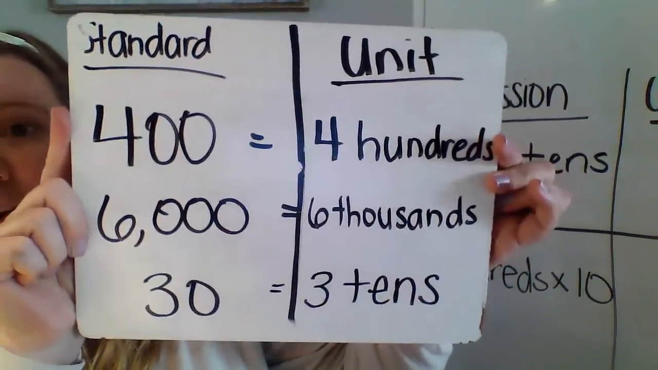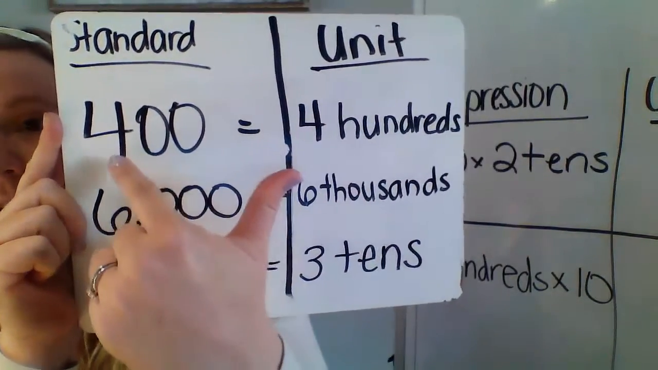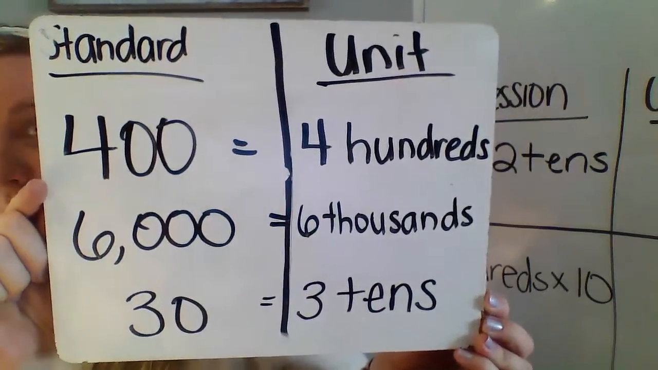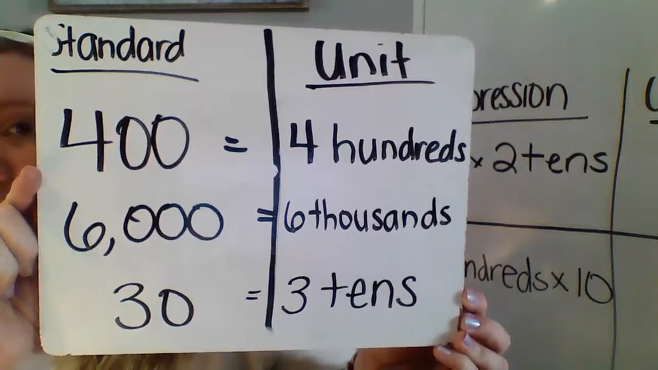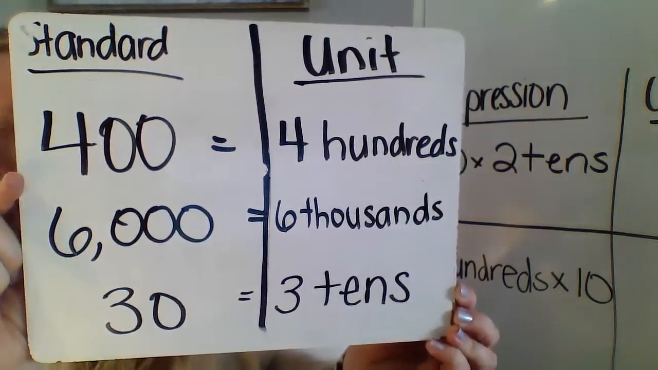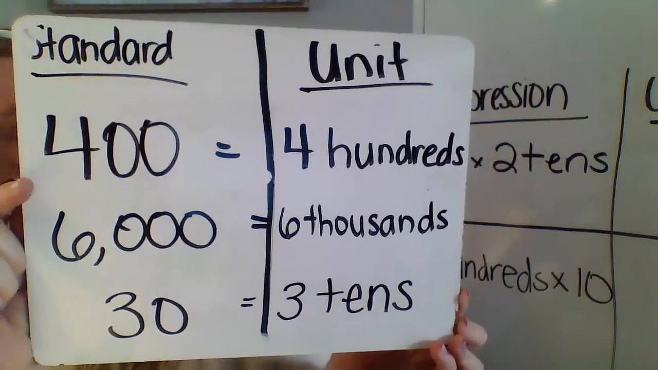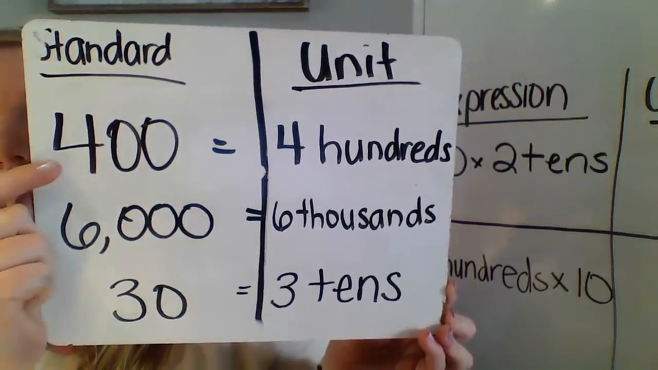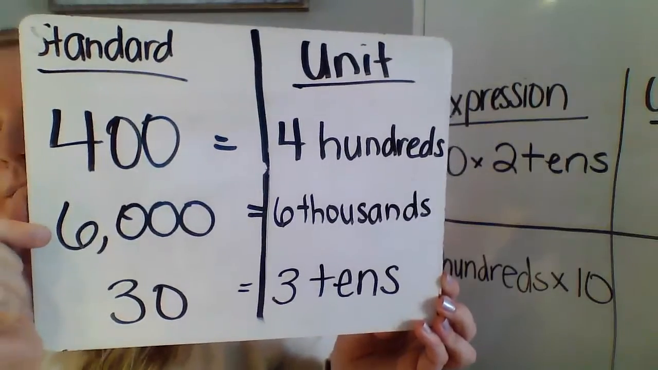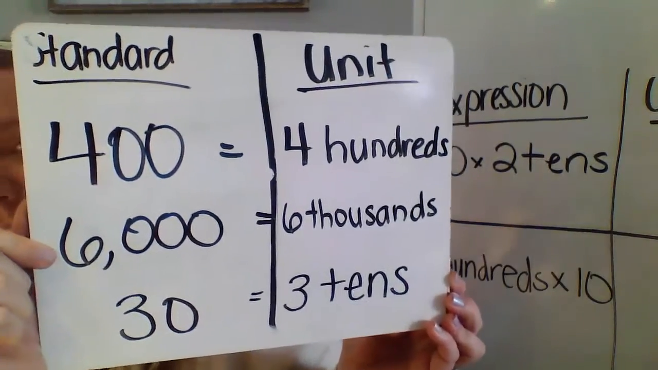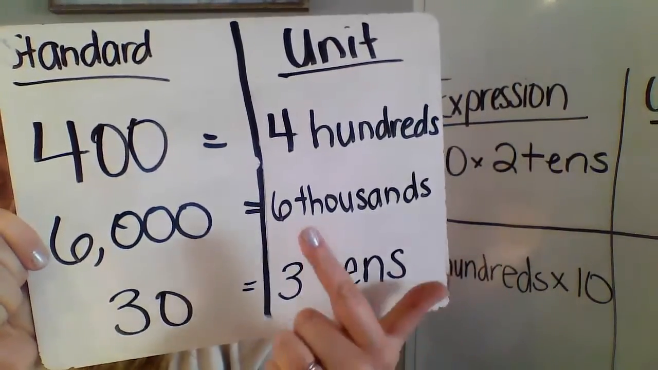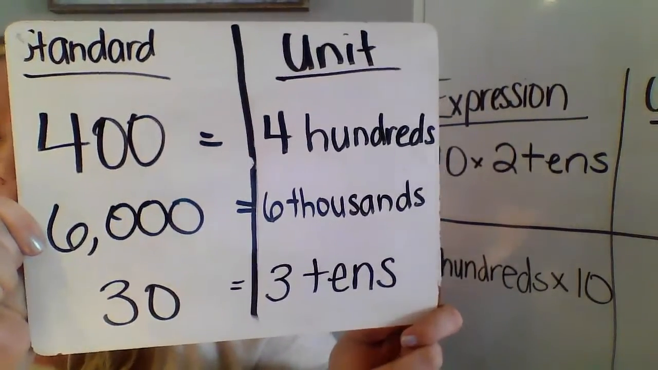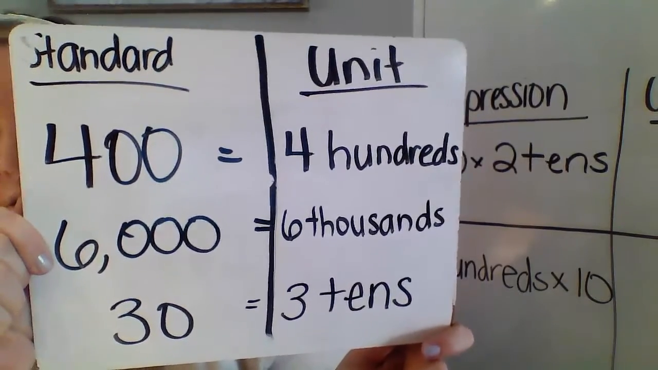In standard form, I would write the number 400, a 4 with 2 zeros. In unit form, however, I would have to write it out as 4 hundreds, the number 4 with the word hundreds next to it. I would have to draw 4 discs in the hundreds place to make 400. If I wanted to write out 6,000 in unit form, I would have to write the number 6 and then the word thousands to represent 6 place value discs in the thousands place.